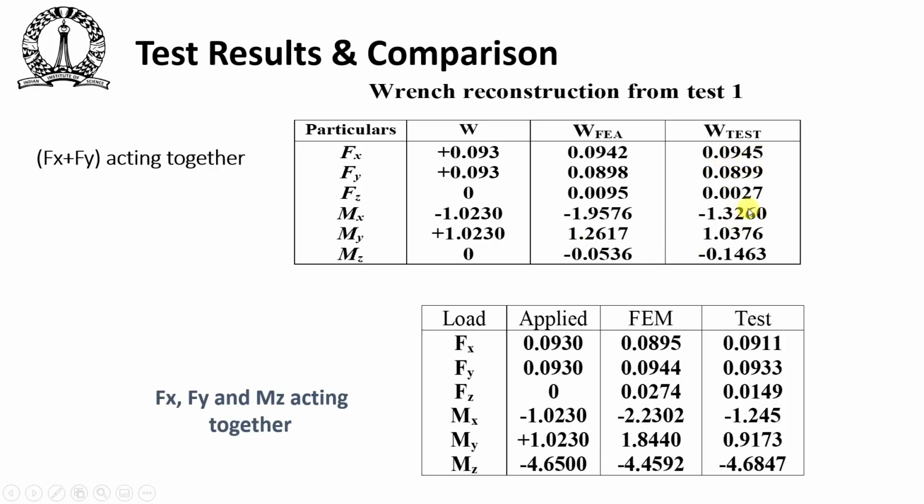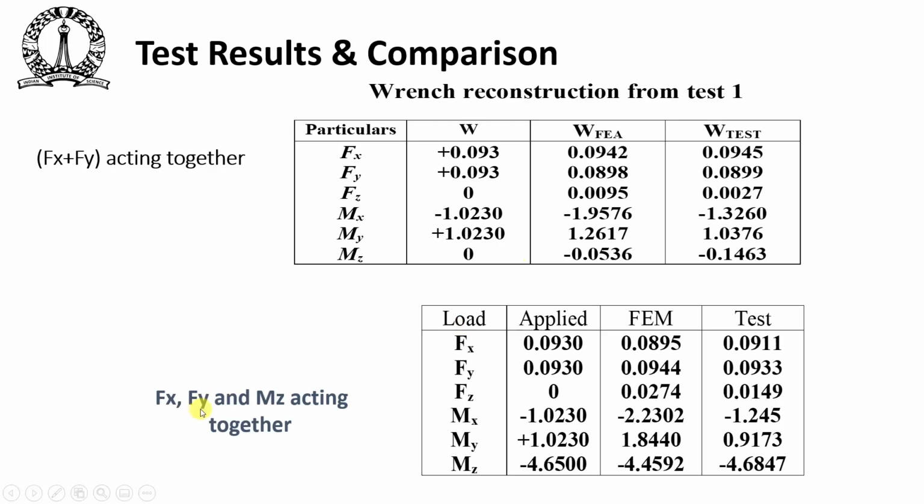So as you can see, it is reasonably close. We know this is what we have applied, and this is what we have measured, and this is what we have computed using the finite element software. All are sort of close. Okay, this Mz is not really close because this is minus 0.14, whereas it's supposed to be 0. Okay, but nevertheless, it is not too bad.